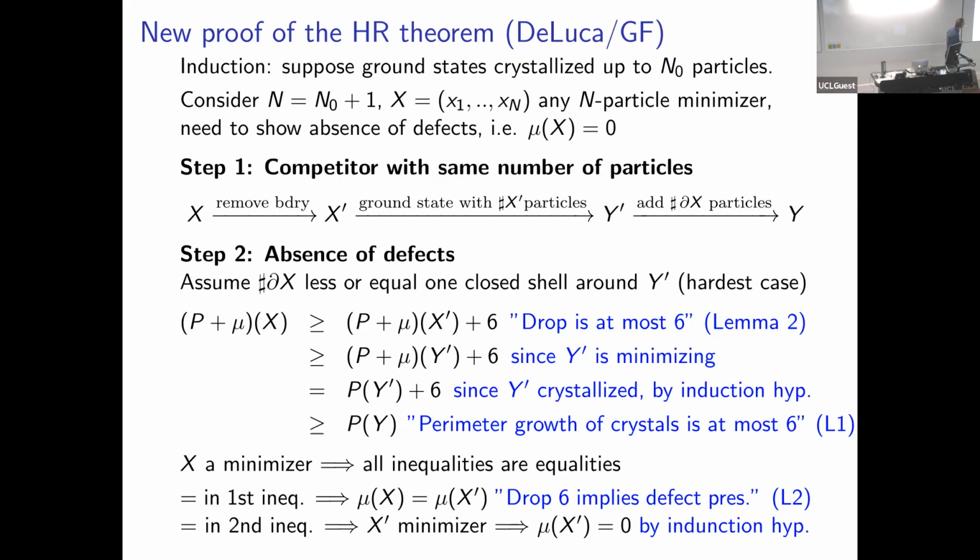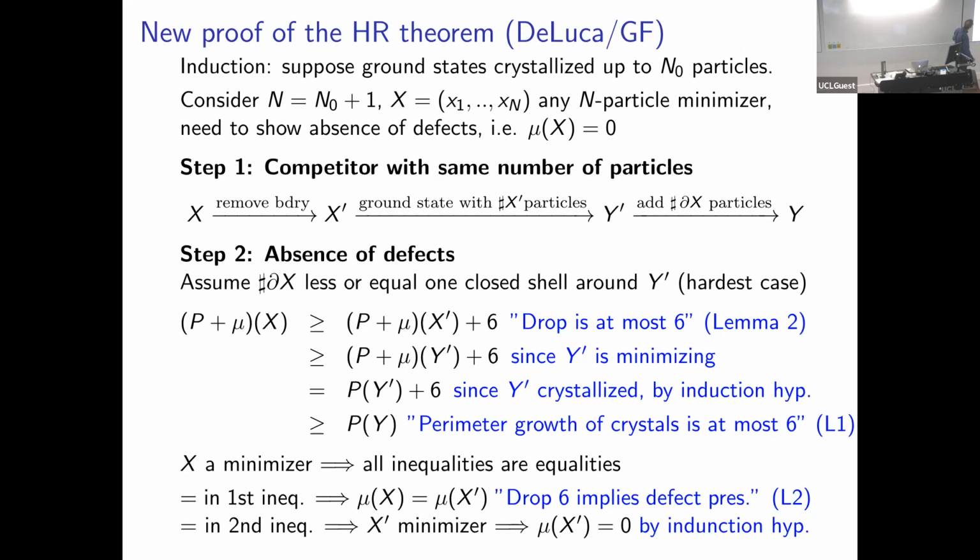Now this guy I can compare to the competitor Y prime, because Y prime is a minimizer and has the same number of particles as this guy. So I get less or equal perimeter plus defect of Y prime plus 6, since this competitor with the same number of particles as X prime is a minimizer. Now this is equal to P of Y prime plus 6, since Y prime is crystallized. That's my induction hypothesis.